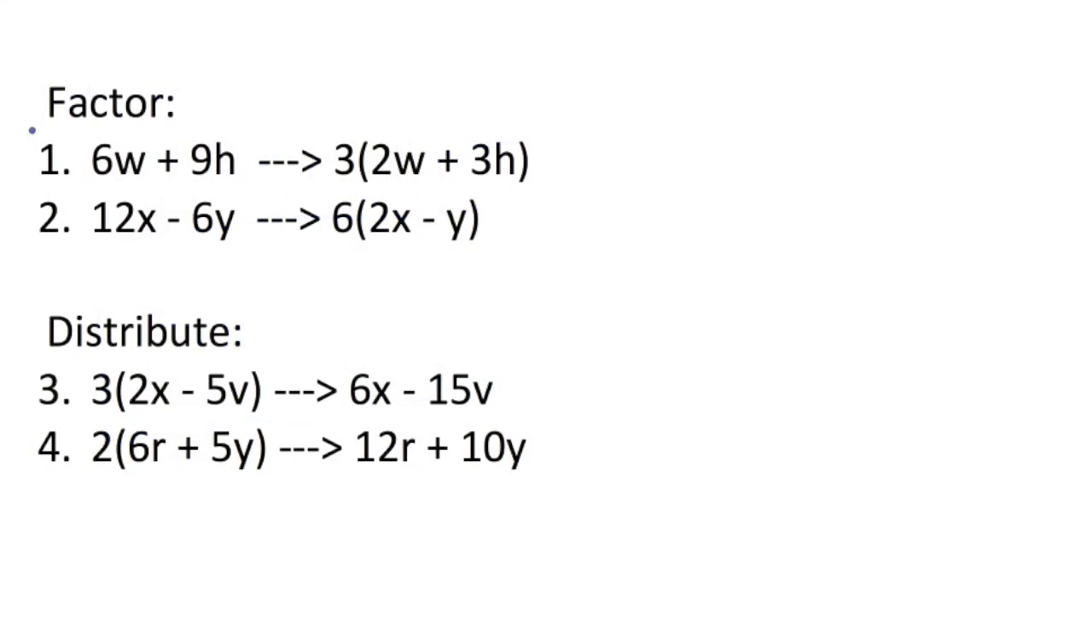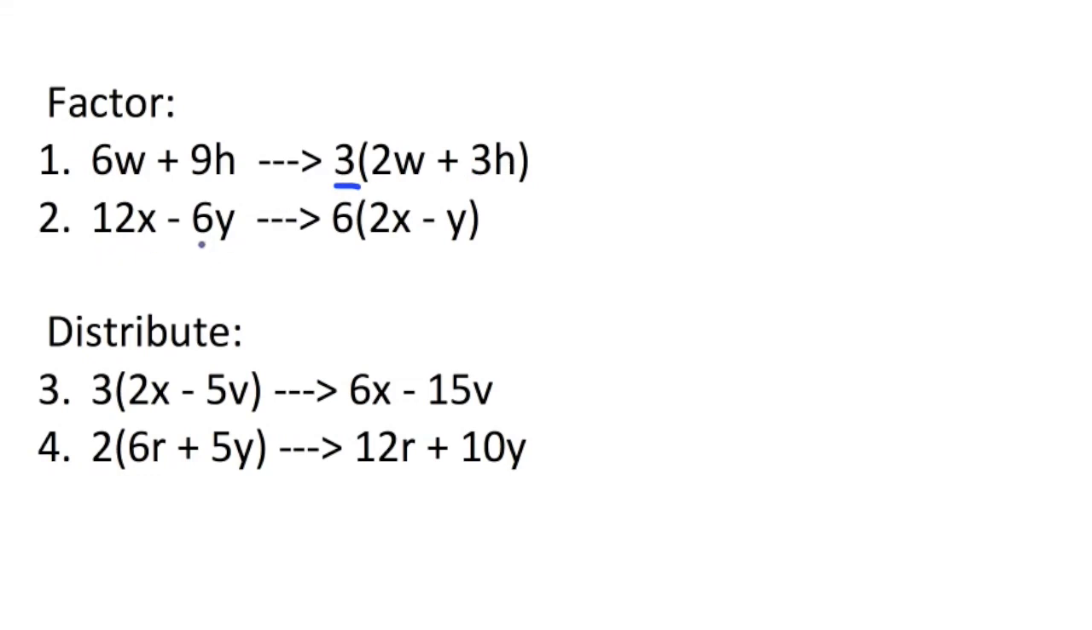Okay, here you can see the answers to your homework. I hope you did really, really well. I'm going to go through each question right now. So, when we factor 6w and 9h, our greatest common factor is 3. Okay, so 6w divided by 3 is 2w, and 9h divided by 3 is 3h. That's how we came up with 3 times the quantity 2w plus 3h.